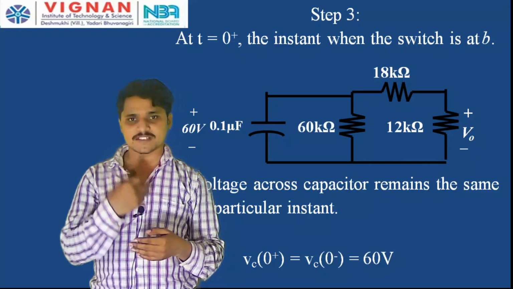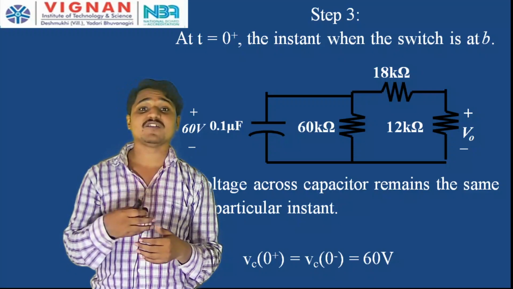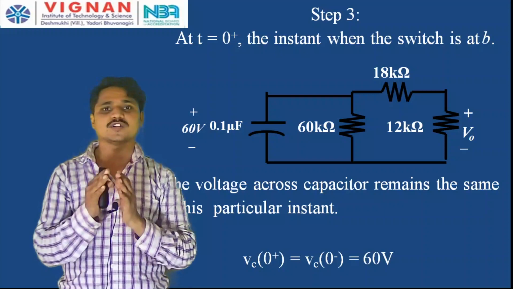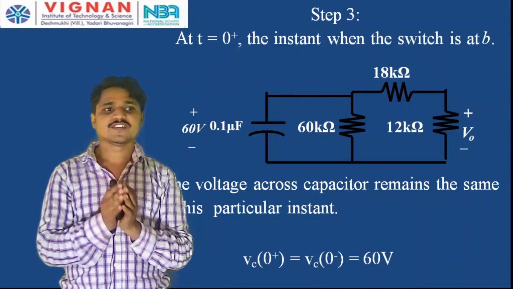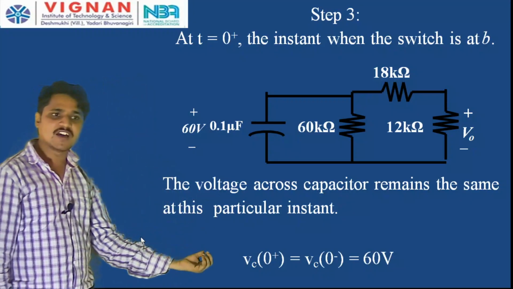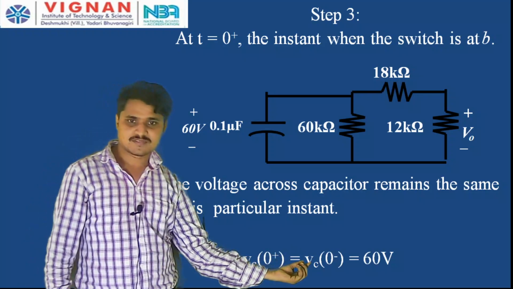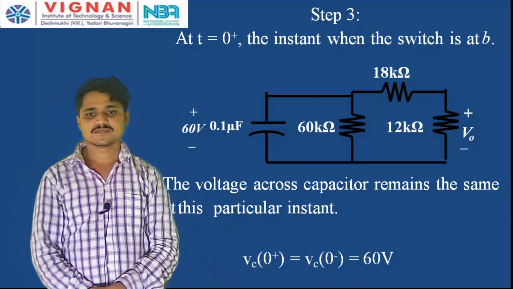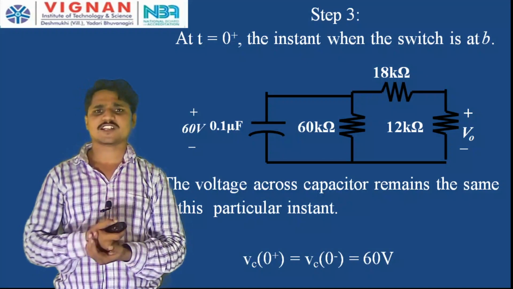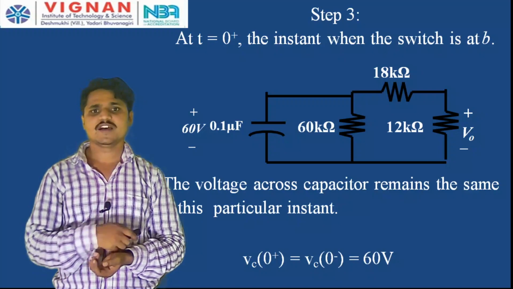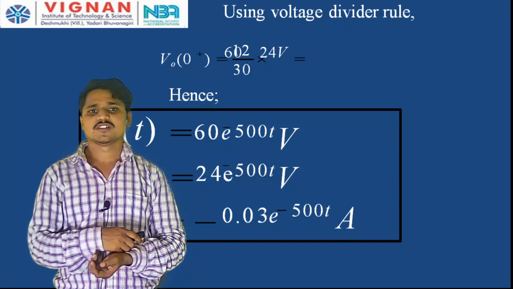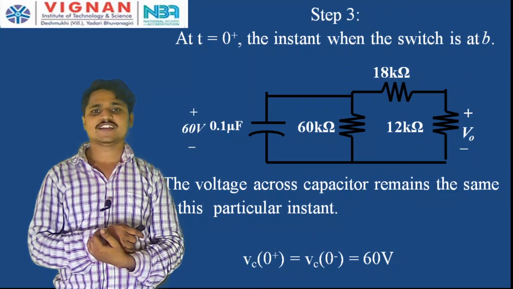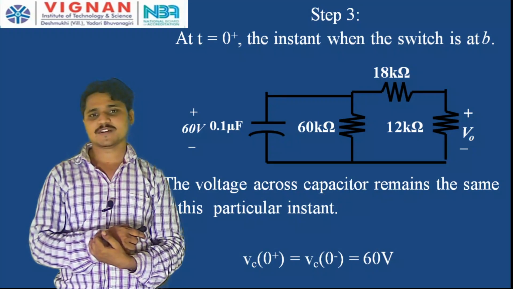So Vc of 0 plus is equal to Vc of 0 minus, because we know that the capacitor does not allow sudden change in the voltage. Therefore, Vc of 0 plus is equal to Vc of 0 minus, that is V naught, that is 60 volts. See, we are finding all the natural responses of RL and RC circuits, okay, 60 volts here. So once you find the voltage across the capacitor, 60 volts, then it is easy to find the current, power absorbed, everything you can find.